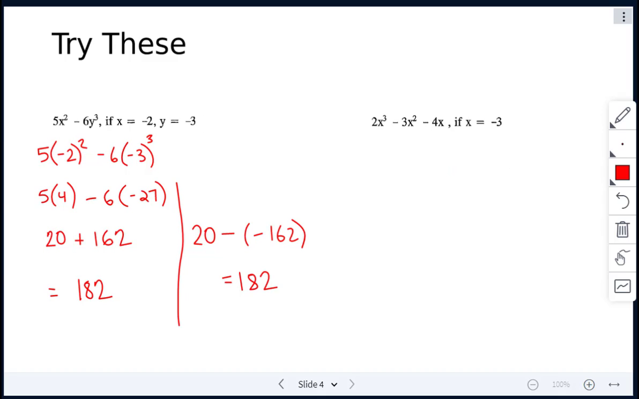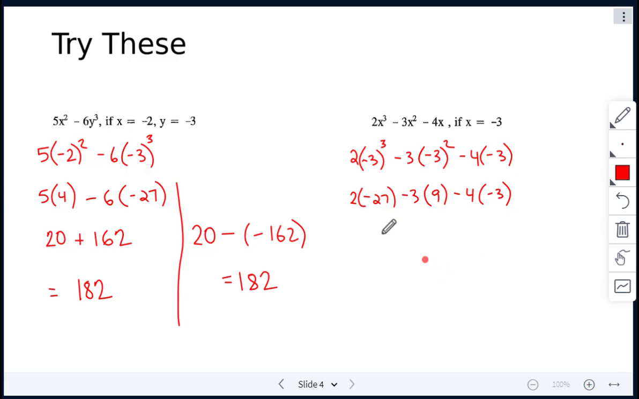All right, so the first step here, I'm going to substitute. So everywhere I see the x, I'm going to substitute negative 3. So 2 times negative 3 cubed minus 3 times negative 3 squared, and then minus 4 times negative 3. All right, so next, I'm going to work with the exponents. So negative 3 cubed gives me negative 27. Then I have minus 3, negative 3 squared, which is positive 9. And then I have negative 4 times negative 3.